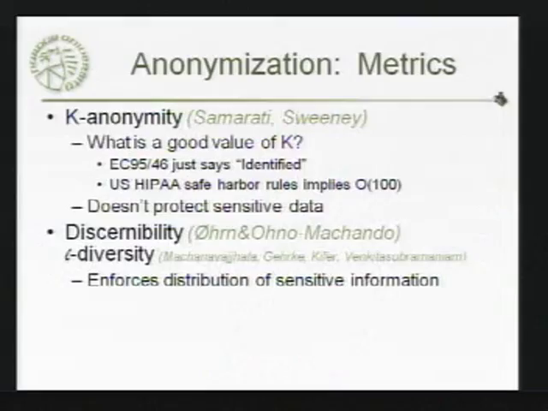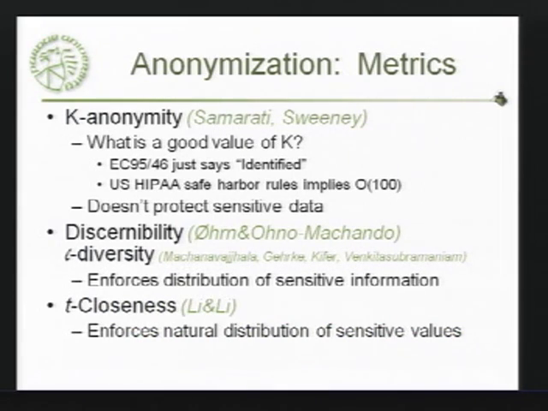So a solution to this was discernibility, independently discovered as L-diversity, which enforces distribution of the sensitive information. That within that group of K, the sensitive values have to have a variety of possible outcomes, so that I can't say for any individual that I know exactly what the sensitive value is for them. Unfortunately, that can have problems as well because of skewed data. For example, say I was publishing a database of diseases. Something that's very rare, it's going to be very hard to have a good distribution of that.